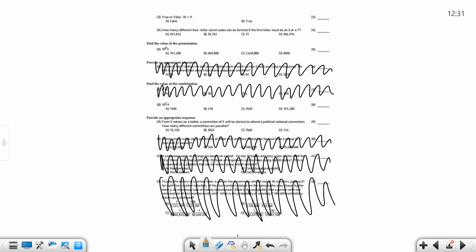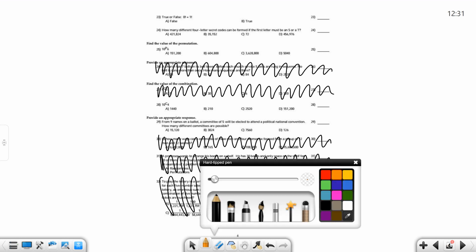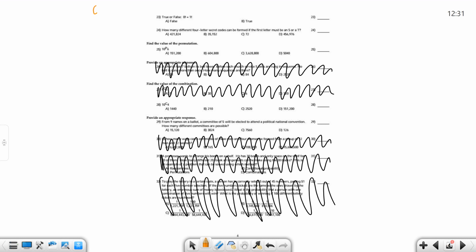All right. So let's keep going here. True or false? 0 factorial equals 1 factorial. Well, remember, 0 factorial is defined to be 1, and 1 factorial is defined to be 1. So this is true. 23B is true.